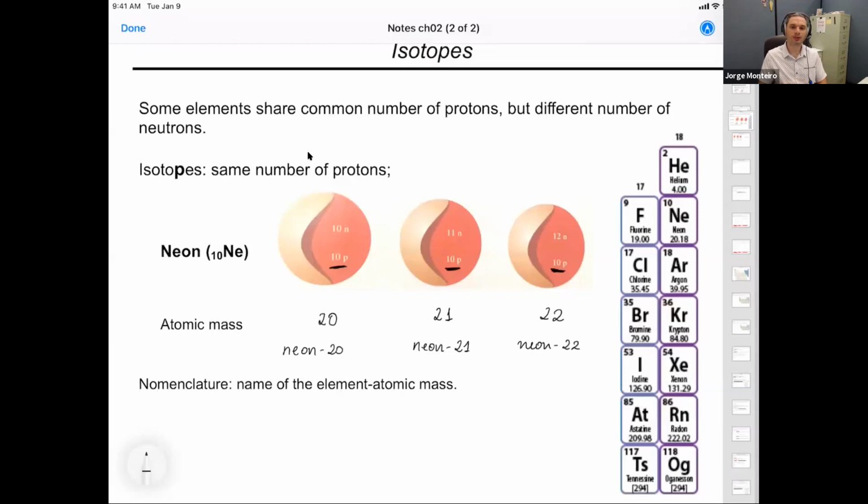Just be sure that you clearly have the concept of isotopes: elements that share a common number of protons but a different number of neutrons. To name the different isotopes, we are going to use the name of the element, dash, mass number or atomic mass.